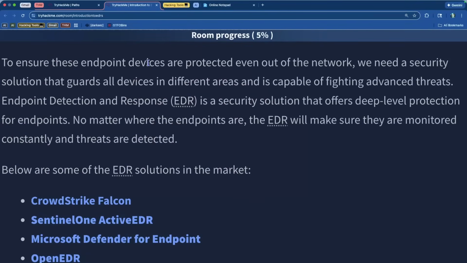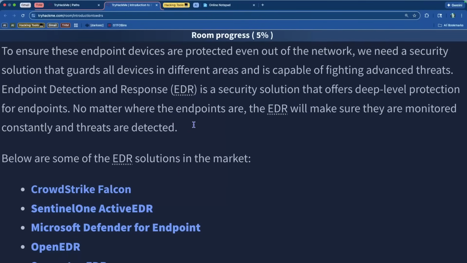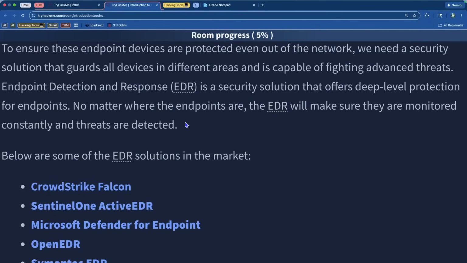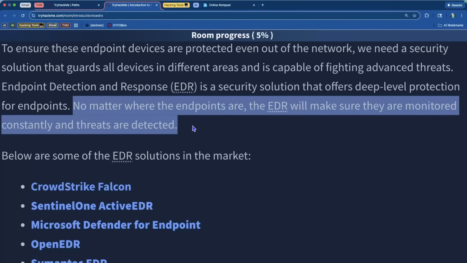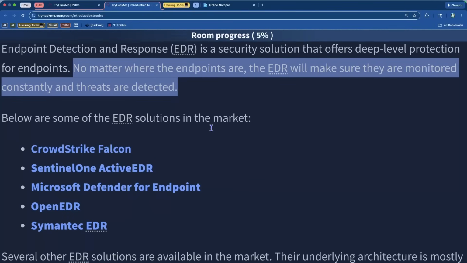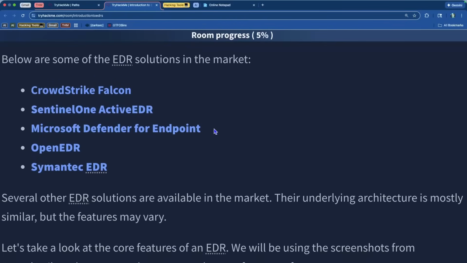So to ensure that these endpoints are protected even out of their network, we need a security solution that guards all those devices in these areas, and it's also capable of fighting advanced threats. And that's where EDR comes in. That is the solution that offers deep level protection for these endpoints. No matter where they are physically, the EDR will make sure that they're monitored constantly and threats are detected. This is how companies can actually hire somebody that's in a different state or even a different country and still be able to rest assured that they're going to be secure.